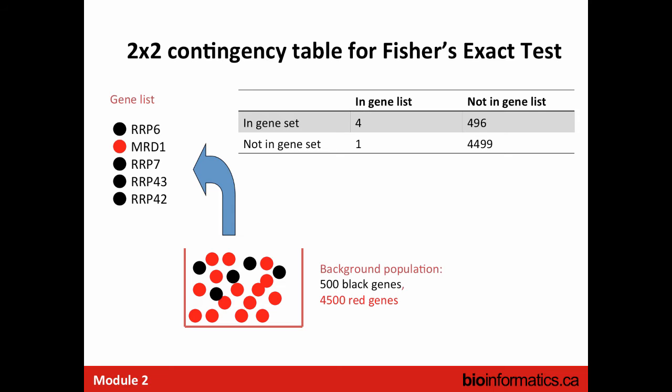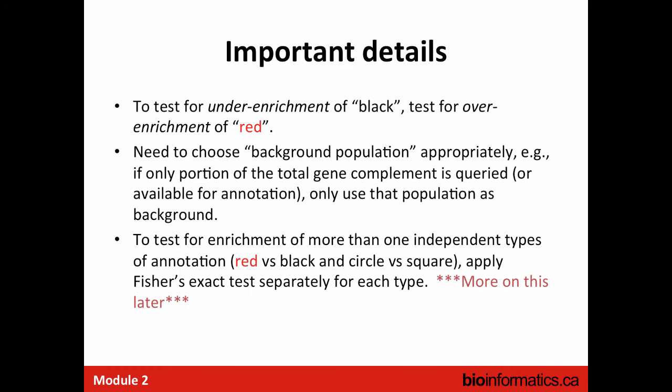I would look very carefully to see whether it's giving you a one-tailed or two-tailed p-value because of what I told you before. One-tailed only looks for over-enrichment. Two-tailed looks for over-enrichment and under-enrichment. But we're almost never in a circumstance where we can detect depletion. We can usually only detect over-enrichment. Okay, so some important details. To test for under-enrichment of black, we can also just test for over-enrichment of red. Those two things are identical.